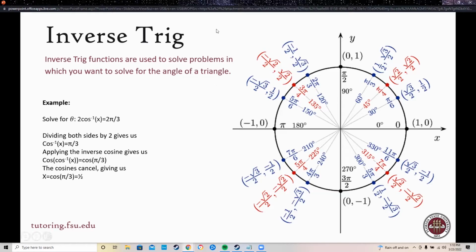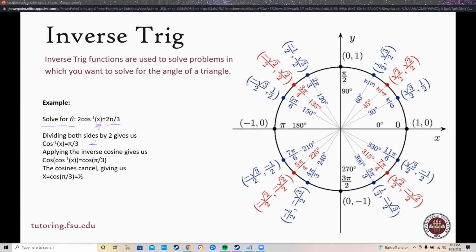Right here is another good example for solving for theta. I'm tasked to solve for theta, and I'm given 2 cosine inverse of x is equal to 2 pi over 3. So x right here represents our angle theta. So we're really solving for x. To do that, I would start by dividing both sides by 2, which gives me inverse cosine of x is pi over 3.